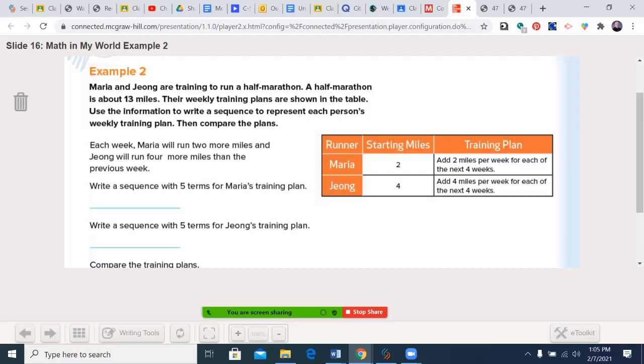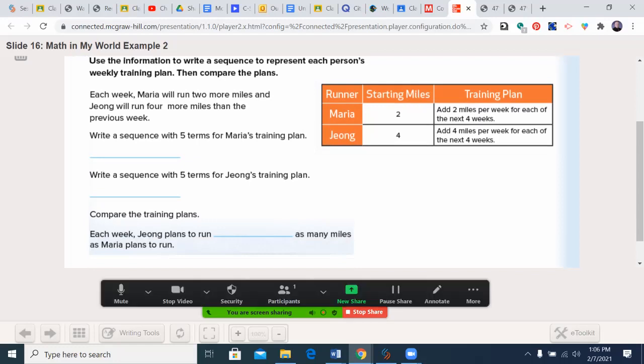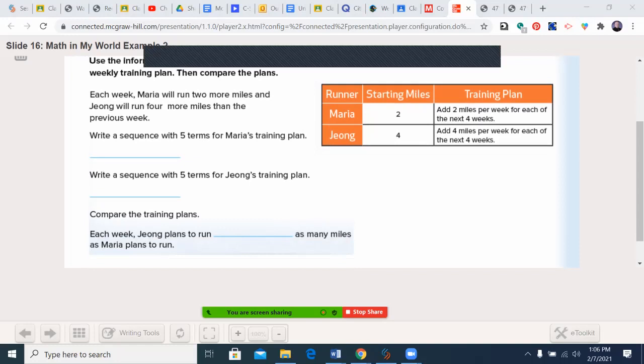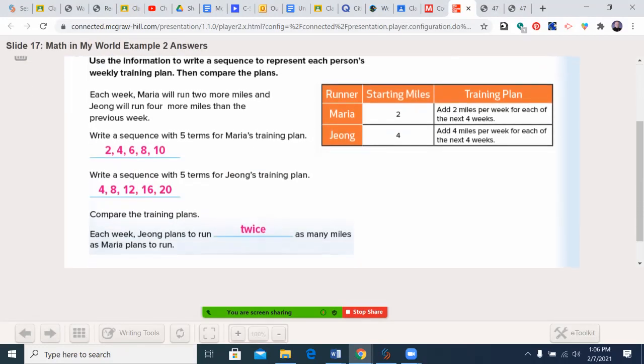Then compare the plans. So I look at Maria, who started with 2 miles and will add 2 miles per week for each of the next 4. Young is starting at 4 and adding 4 miles per week. So with a sequence with 5 terms for Maria's plan, you see that it would be 2, 4, 6, 8, and 10. For Young, we're starting at 4 and adding 4: 4, 8, 12, 16, and 20.